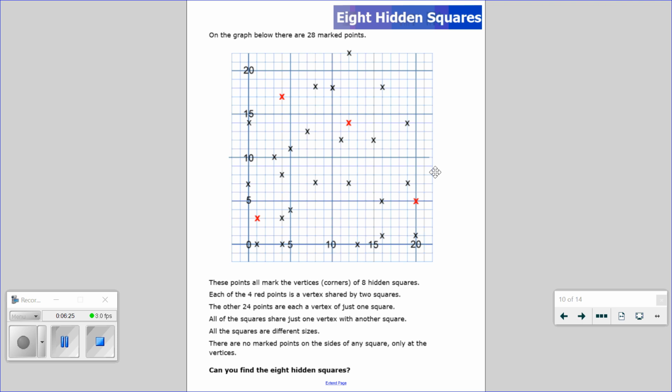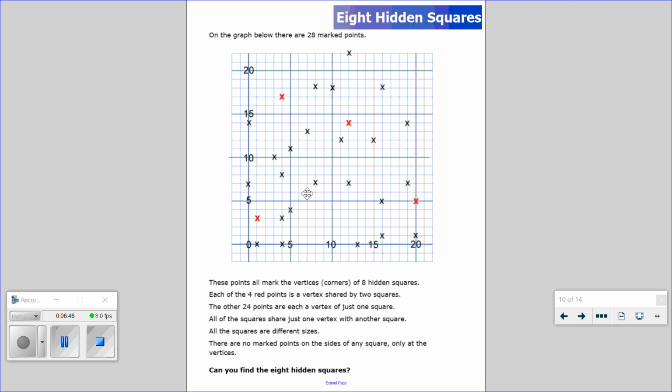Okay, so today I also have a super spicy challenge if you feel like giving it a go, and it's a bit of a puzzle. So it's called 8 hidden squares. And as it says here, on the graph below, there are 28 marked points. These points all mark the vertices or corners of 8 hidden squares.